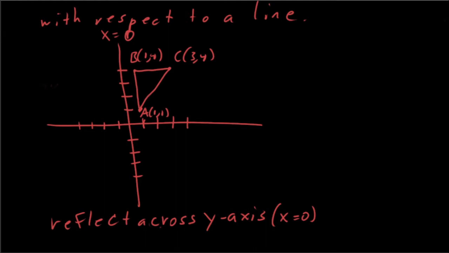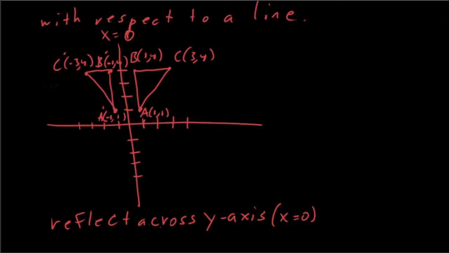So however much distance we covered going from x equals 0 to A, we need to cover the same distance going the other way because we're reflecting across x equals 0. It took a distance of 1, so the reflected point would be here. A prime is negative 1, 1. The y's do not change, right? And then here, this would be B prime, which is negative 1, 4. And then C prime would be negative 3, 4. All right, so that's how we do the reflection.